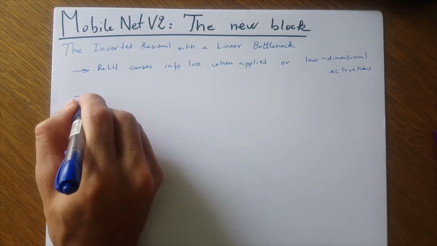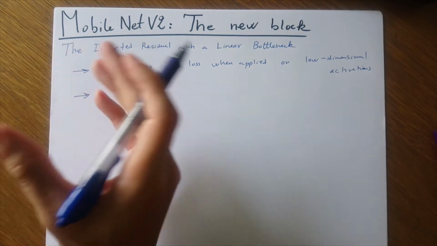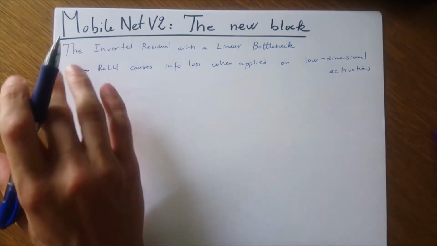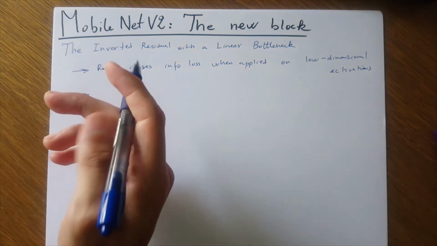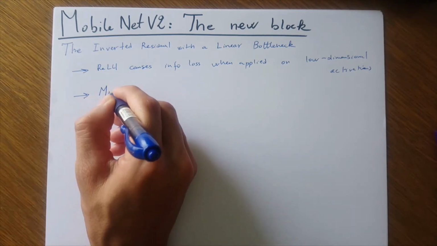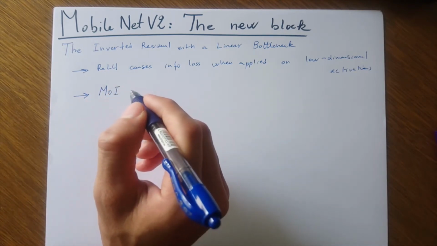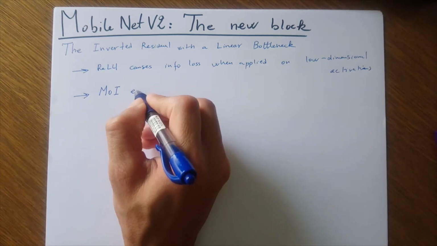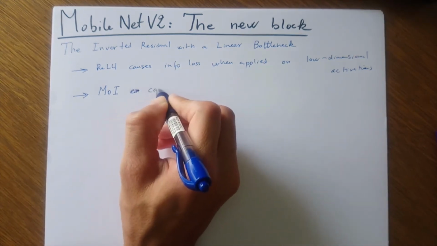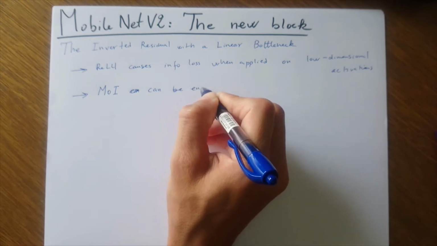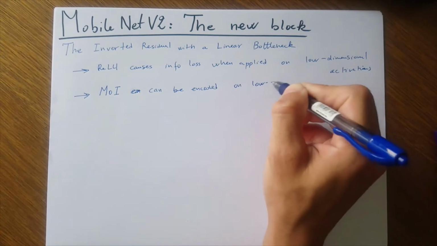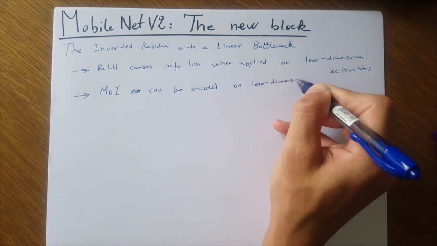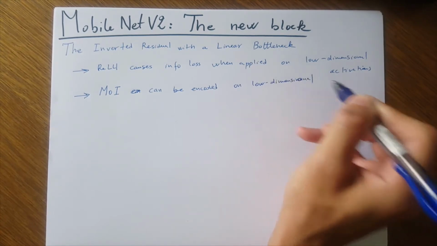The second is that the information about real-world images can be encoded in low-dimensional activations. This information of real-world images has a technical name, it's called the manifold of interest. So this can be encoded on low dimensional activations.